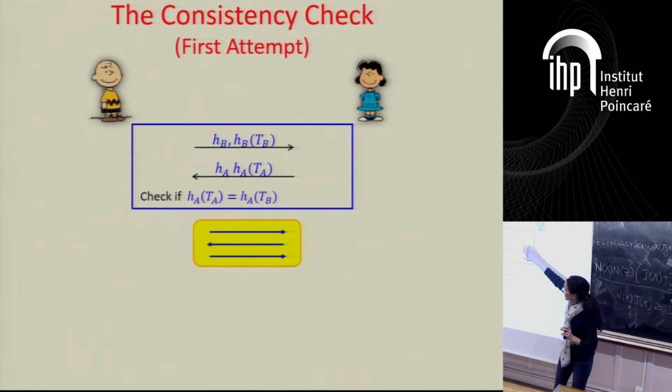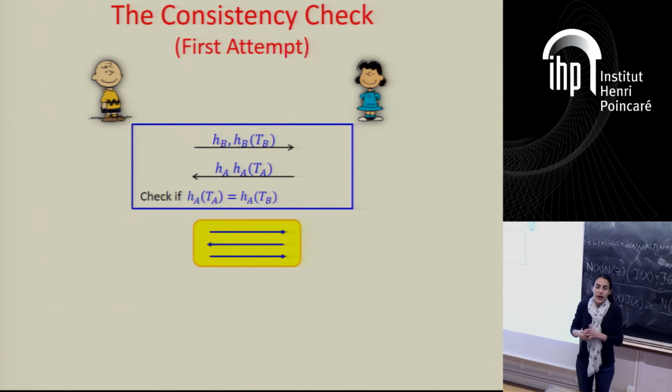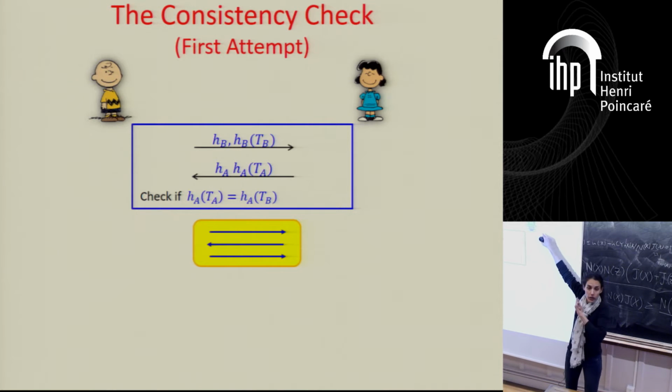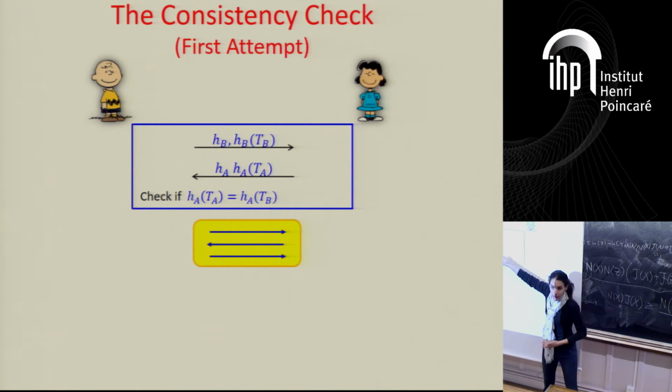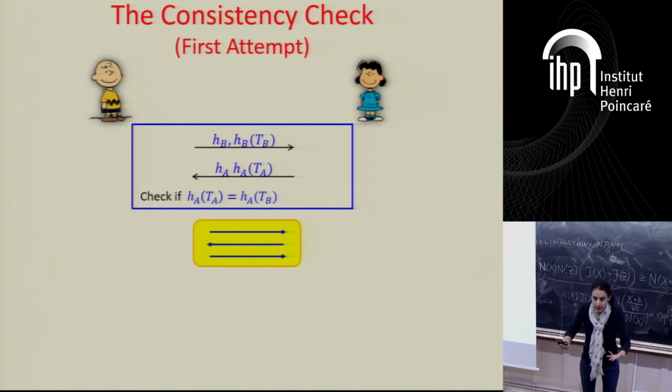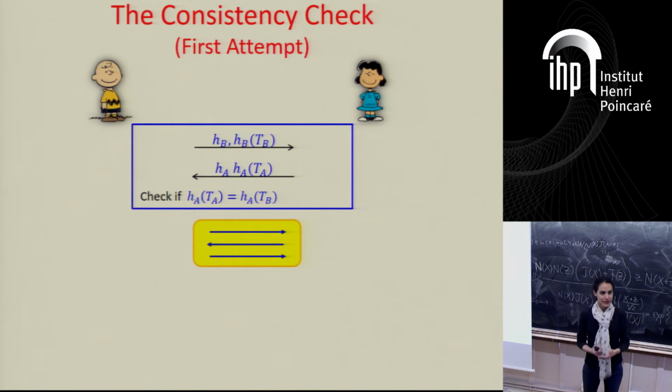What does he do? He has some transcript TB where he recorded what he has seen so far. They're in the middle of the protocol. He thinks, okay, so far what I saw is TB. Alice also has a recording of her transcript, which is TA, the transcript of Alice. They want to make sure they have the same transcript in order to continue. How do they check? Yes, Anoop.